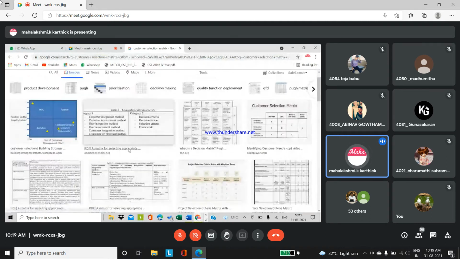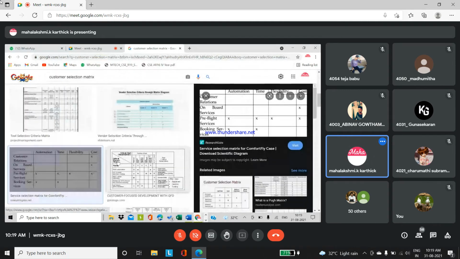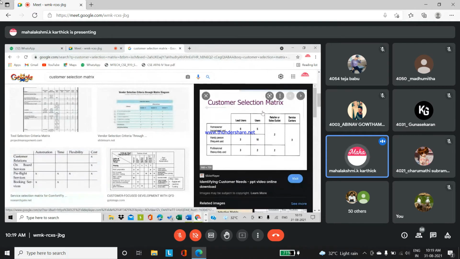Customer selection matrix is this. This is a customer selection matrix. It is about identifying the many customers involved in the environment. So we have to identify who are the homeowners occasionally using our product, who are handy persons frequently using our product, who are the professionals with heavy duty usage of our product. You have to classify those customers, and who are the lead users, who are the users, and retail and sales outlets.